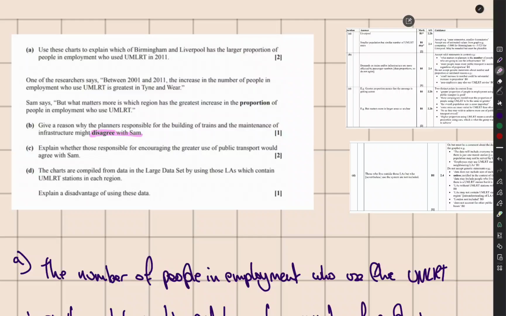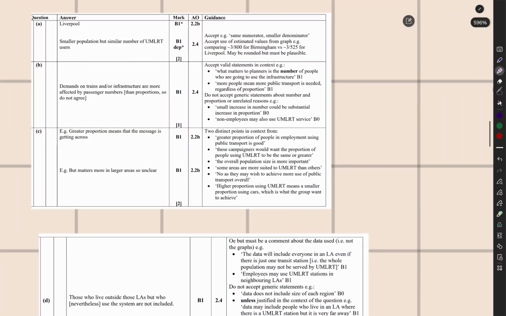Question C says, explain whether those responsible for encouraging, that's important here, the greater use of public transport would agree with Sam. So again, looking at the mark scheme for that particular question, you might want to talk about it being a good thing that more people are using the transportation, and the larger proportions will actually say, okay, more people are using that. And you could argue that it's because, out of the whole proportion, it's people moving away from other forms of transport that actually could be detrimental.